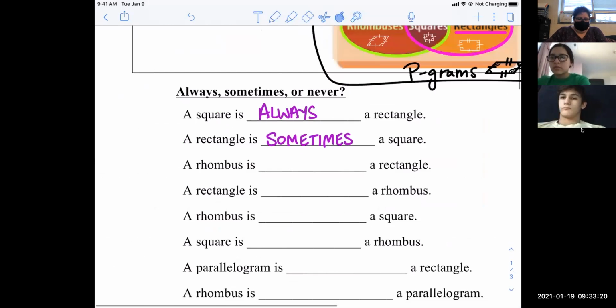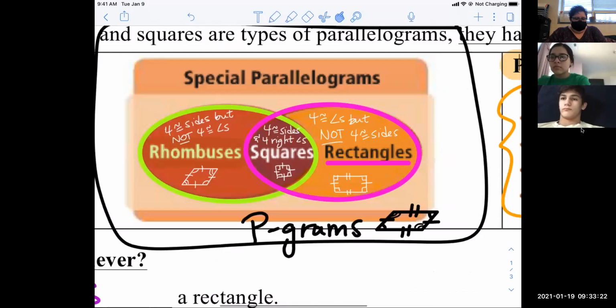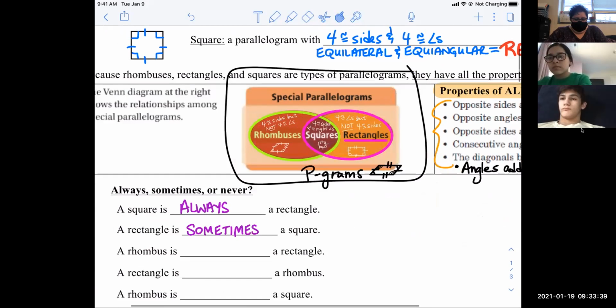A rhombus is always, sometimes, never a rectangle. I haven't talked to Neely. I haven't talked to Josh. I haven't talked to Jack Whitley. I haven't talked to Leah. I haven't talked to Emily. Neely, you want to answer? Go ahead. Okay, so tell me why.